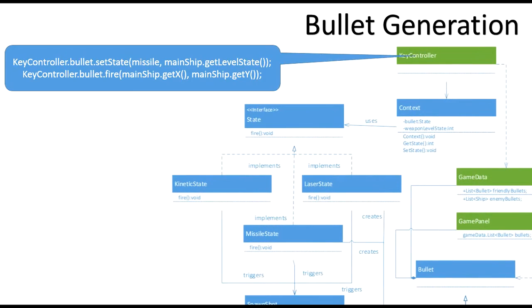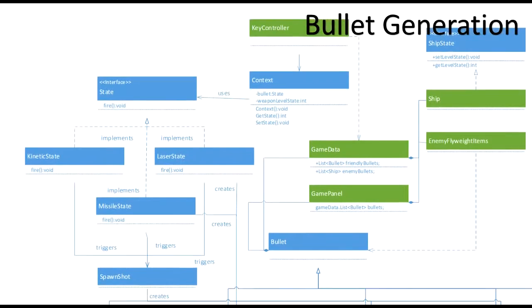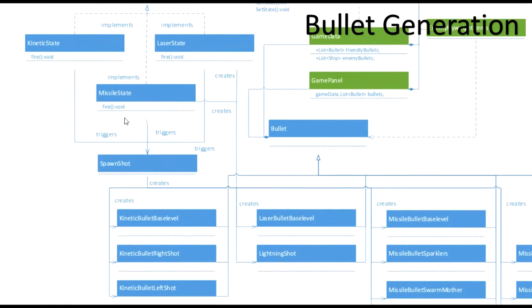The context, which is bullet in this case, is being set to a missile first of all, and it's also fetching the information from the ship as I showed before. So at this point it's being set to a missile state, and also in this key controller it's actually firing, which is going to call the fire from this specific missile state. So at this point context is set to the right bullet state that's about to be fired.